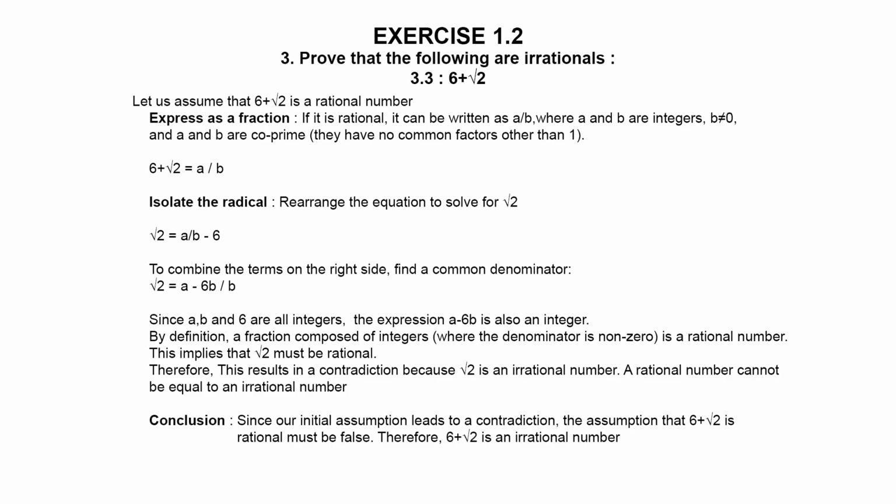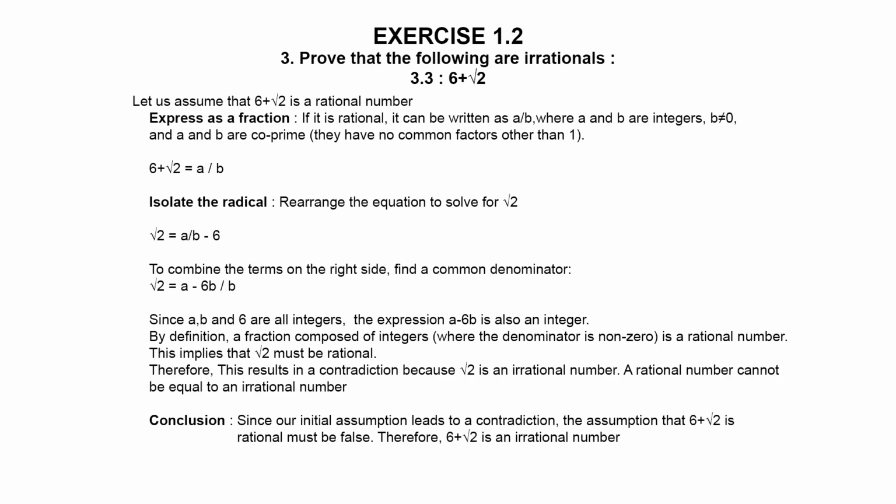To combine the terms on the right side, find a common denominator. √2 = (a − 6b)/b. Since a, b and 6 are all integers, the expression a − 6b is also an integer. By definition, a fraction composed of integers, where the denominator is non-zero, is a rational number. This implies that √2 must be rational.